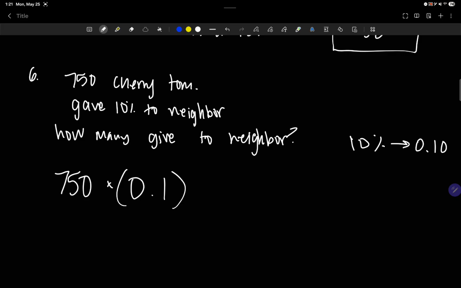You don't need the 0 on the end, but it's okay. Where'd the 0 go? I'm already confused. Don't say that. And then we can just do that multiplication. And what are we going to get? We are going to get 75.